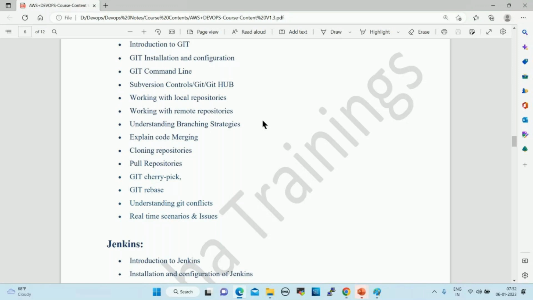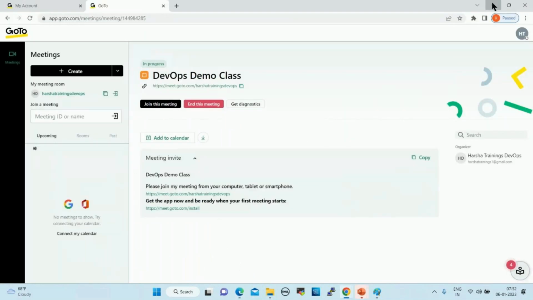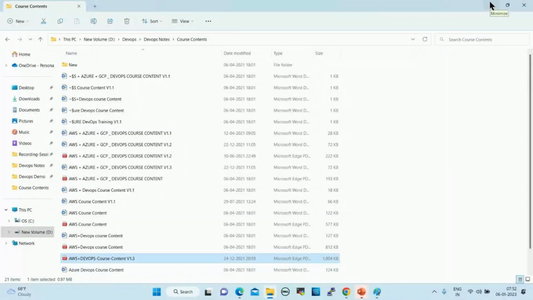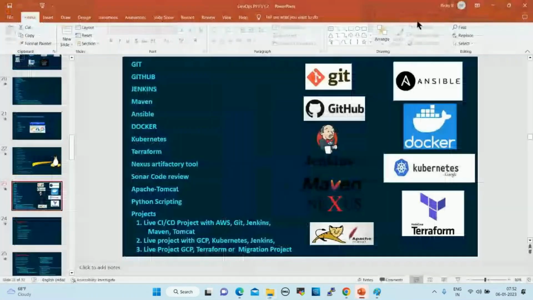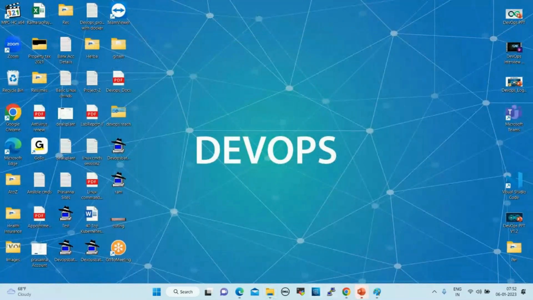So Wednesday onwards, slowly we'll enter into cloud. First, how to create an AWS account, how to log in to the account, what are the things available inside of AWS, what are the services available, right? So those will be covered from Wednesday onwards. Wednesday we don't directly go to cloud. First introductions will happen. So how to create an AWS account, how to connect to the AWS account, so like that.